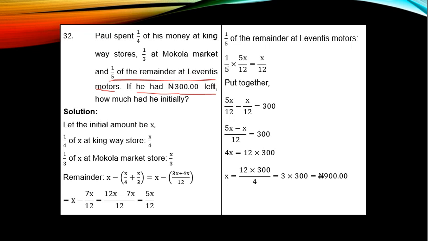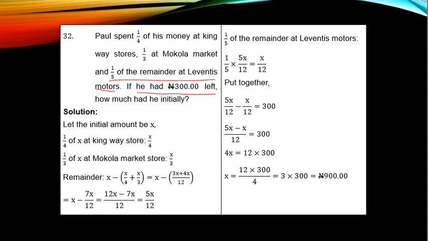So from that point, we note it means that the amount he spent at Kingway stores plus the amount he spent at Mukola market, if this amount is removed from the total amount he had, so he spent 1/5 of the remainder. So before he spent 1/5 of the remainder, you have to get the remainder, and the remainder is the amount he spent in the first two places taken from the total amount.